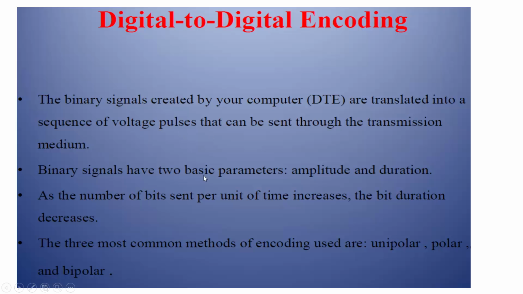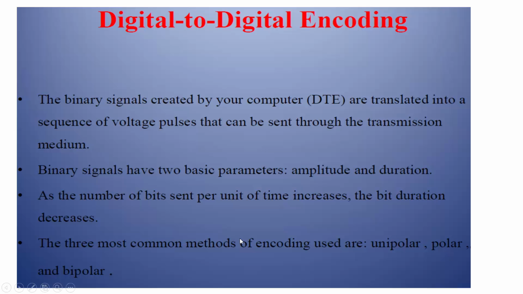Now, binary signals have two basic parameters. One is amplitude and the other one is duration. As the number of bits sent per unit of time increases, that unit of time will be called a symbol period. The bit duration will also decrease as we increase the number of bits in one symbol period. So the bit duration allocated to each bit will decrease because the symbol period will remain constant. The three most common methods of encoding used are unipolar, polar, and bipolar.